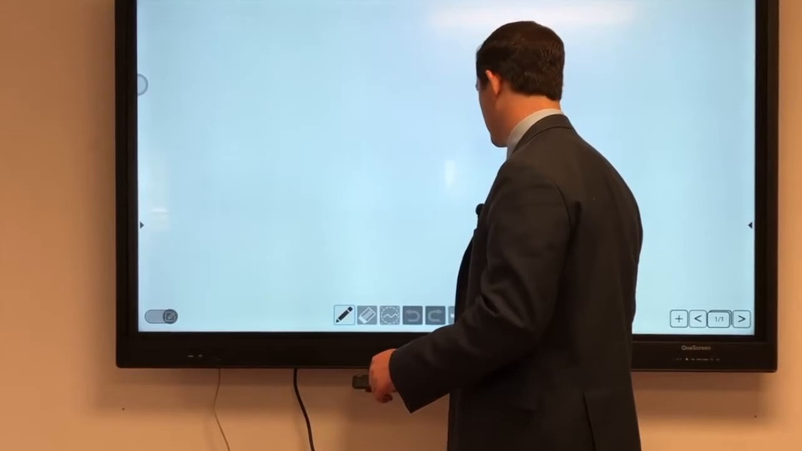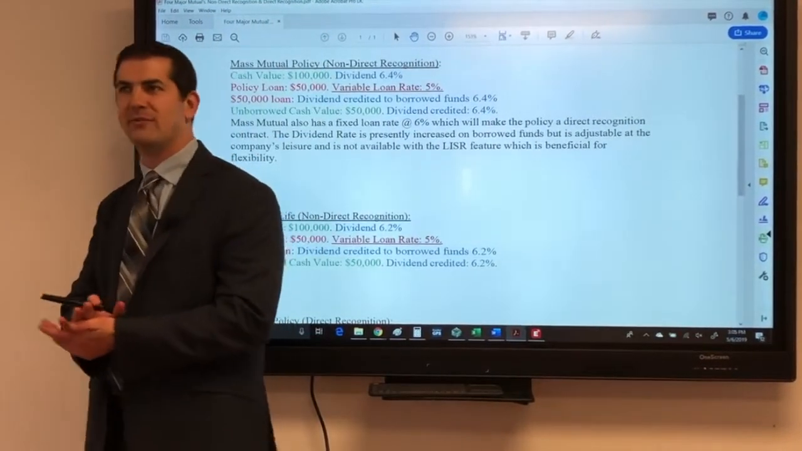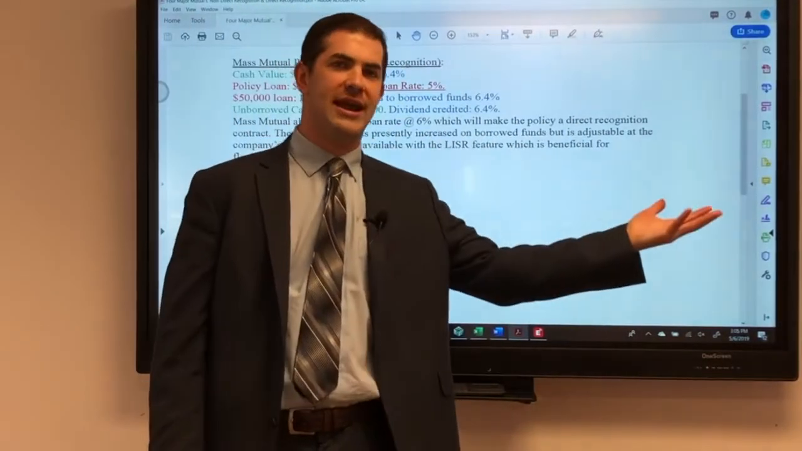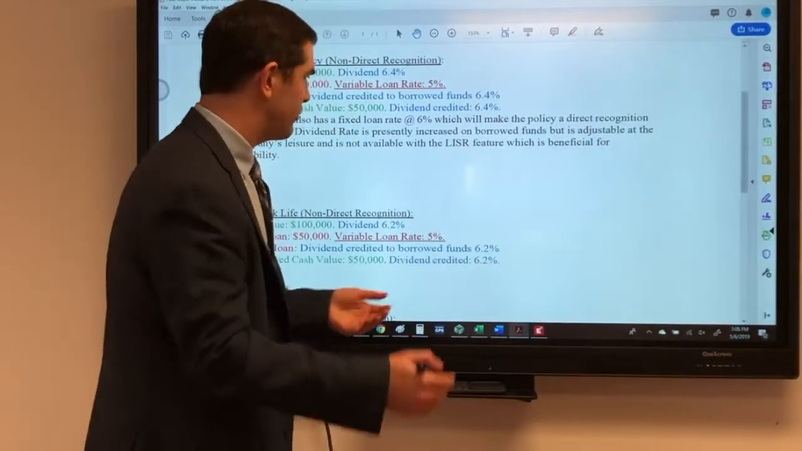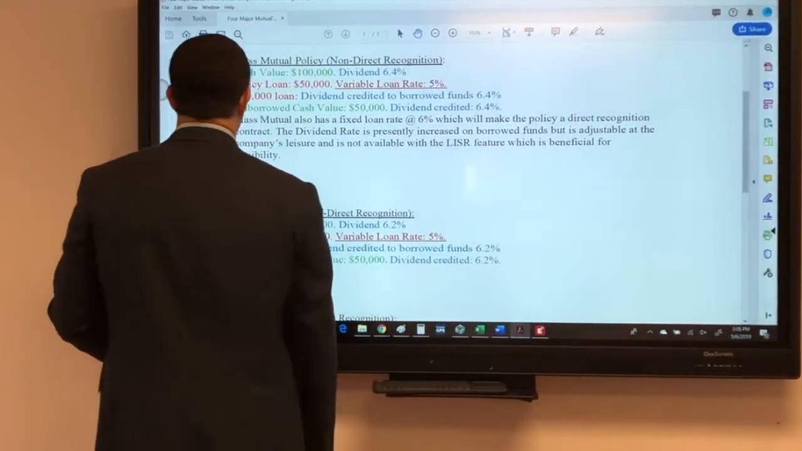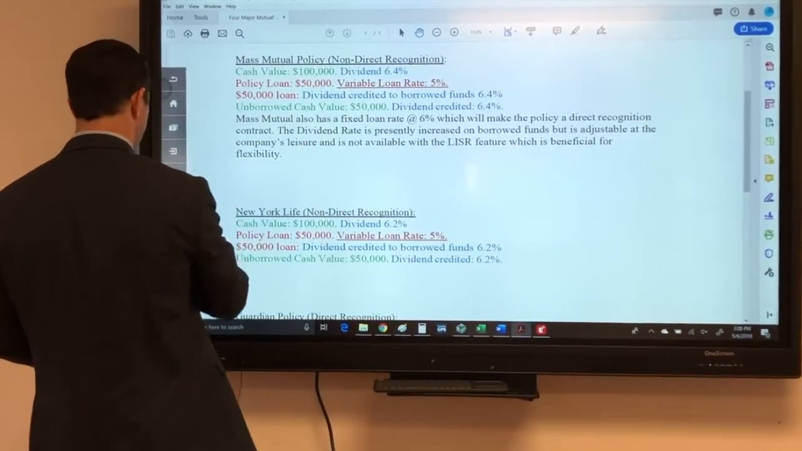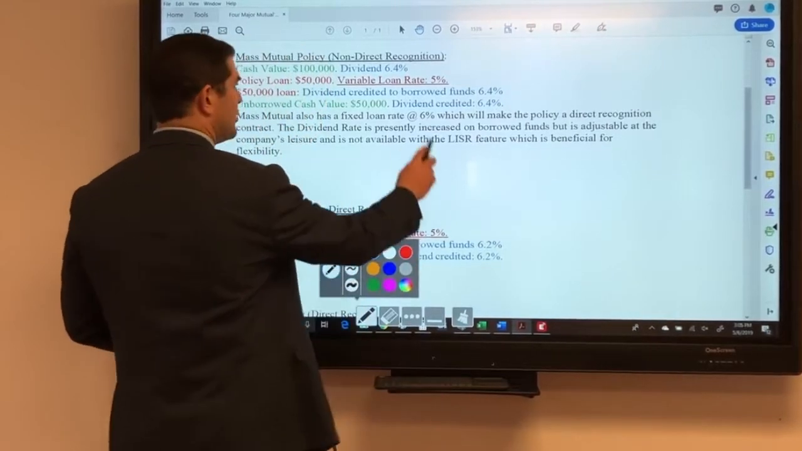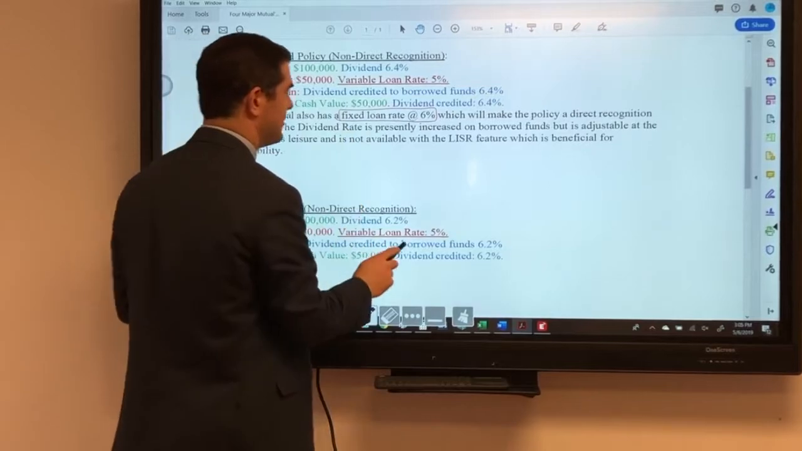And if I elect the variable loan rate, the policy is non-direct recognition, which means I'm going to receive that 6.4% dividend on any money still in cash and any money that I have loaned out. Money's going to stay at work for me the whole time. They also have here an option of a fixed loan rate, which we rarely select with MassMutual. Right? So a fixed loan rate, which is at 6%.